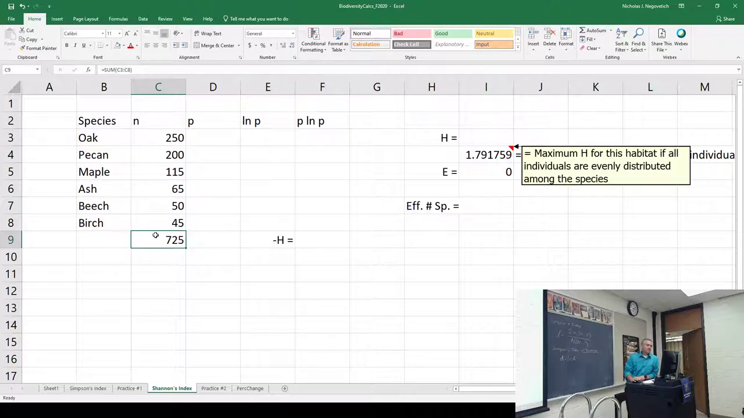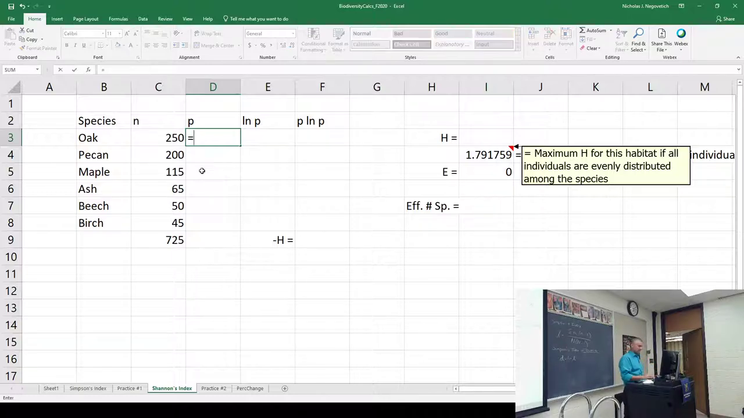We need this to calculate our proportion. So our proportion is this number. The proportion of oak is the number of oaks divided by the total number of trees in our habitat. The pecan, the number of pecans divided by total number of individuals. So we're going to take each of these values and divide by this one value. I can write a formula: equals the number of oaks divided by total number of trees in our habitat.